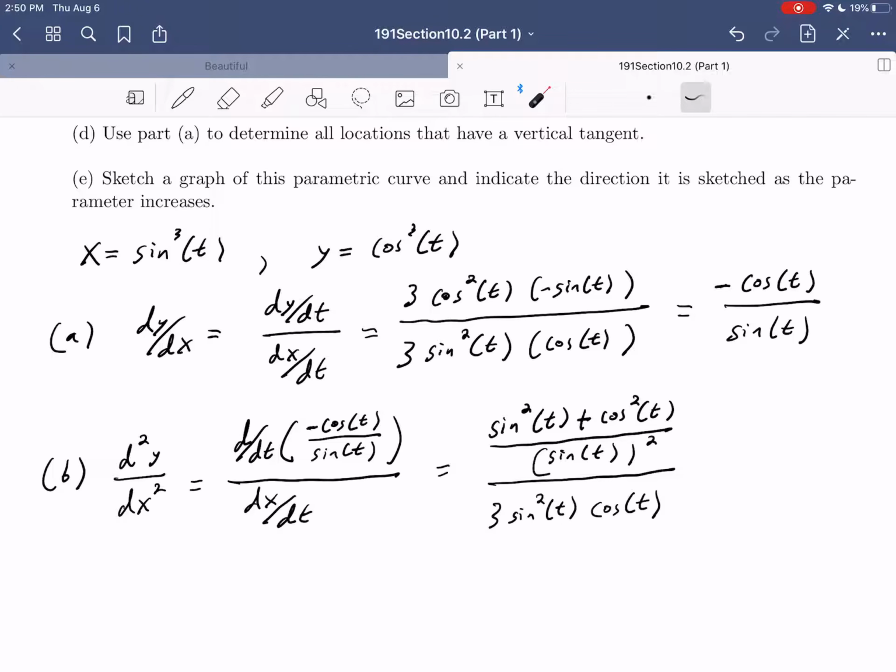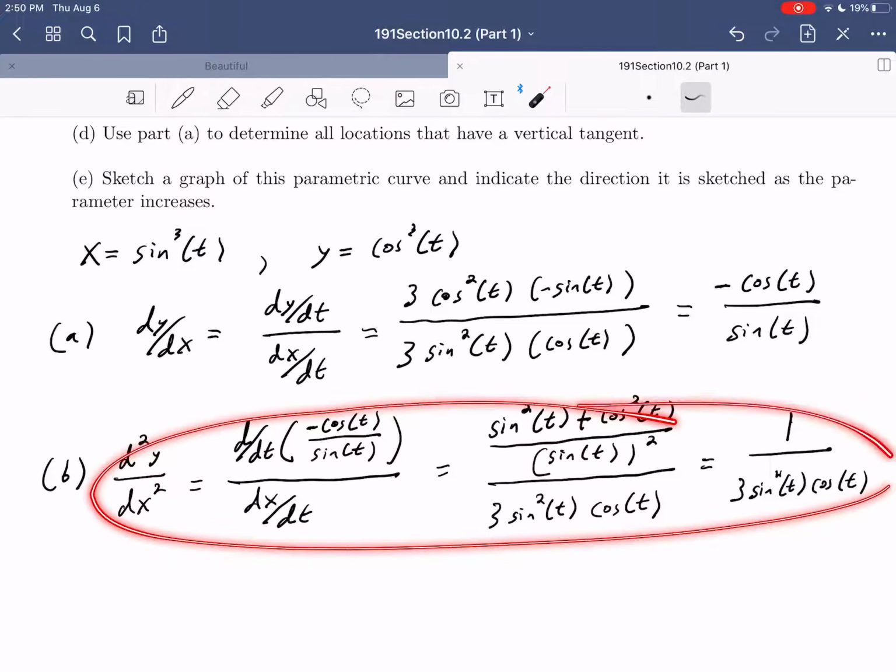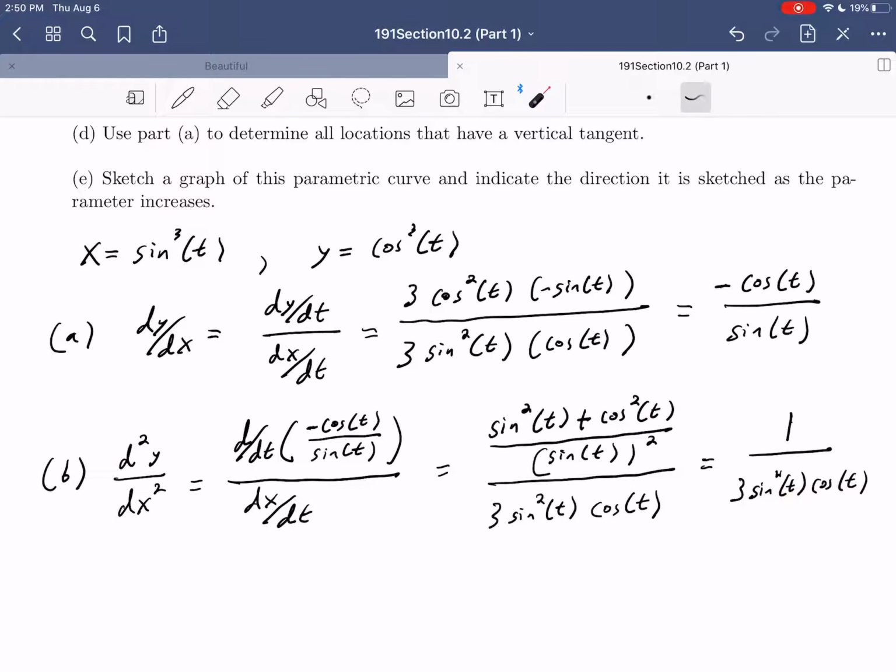Now we can do a little simplifying. The denominator of the numerator is really in the denominator, so we can swing this down here. And of course, this just becomes 1. So we get 1 over 3 sine to the 4th t cosine t. Again, this gives us an expression that if you know where you are in terms of the parameter, you can plug it in here and get a value for the second derivative. In other words, the concavity of our curve.